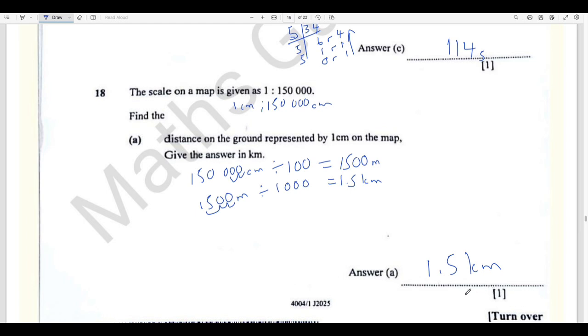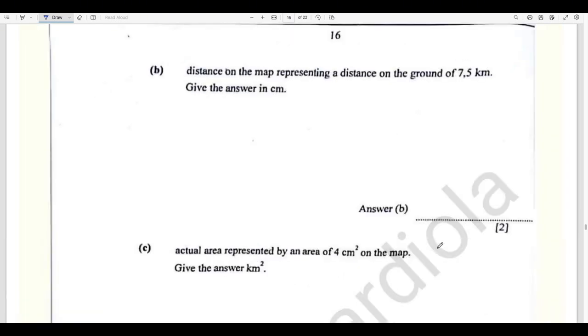The other simpler method is to just divide by 100,000, because that's the straight conversion from centimeters to kilometers, since there are 100 centimeters in a meter and 1,000 meters in a kilometer. So the straight conversion would just be divided by 100,000, and we still get 1.5.